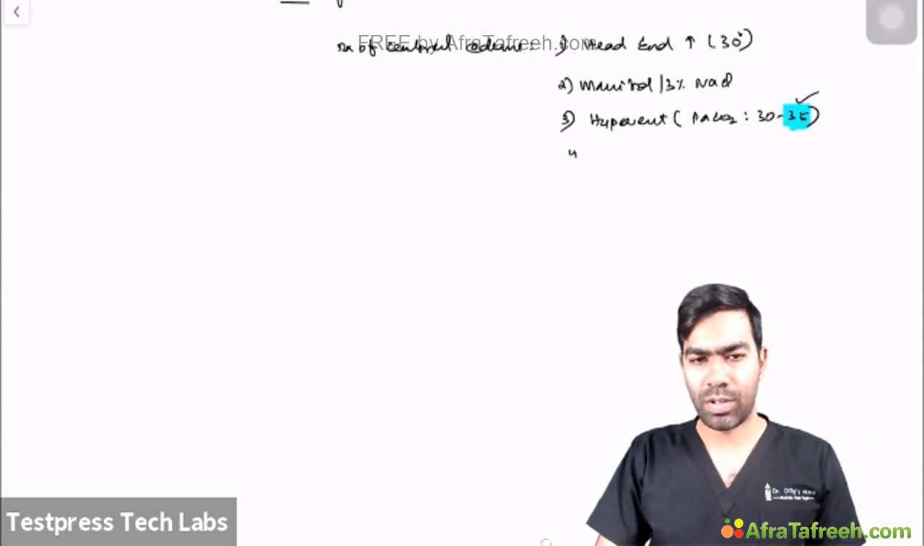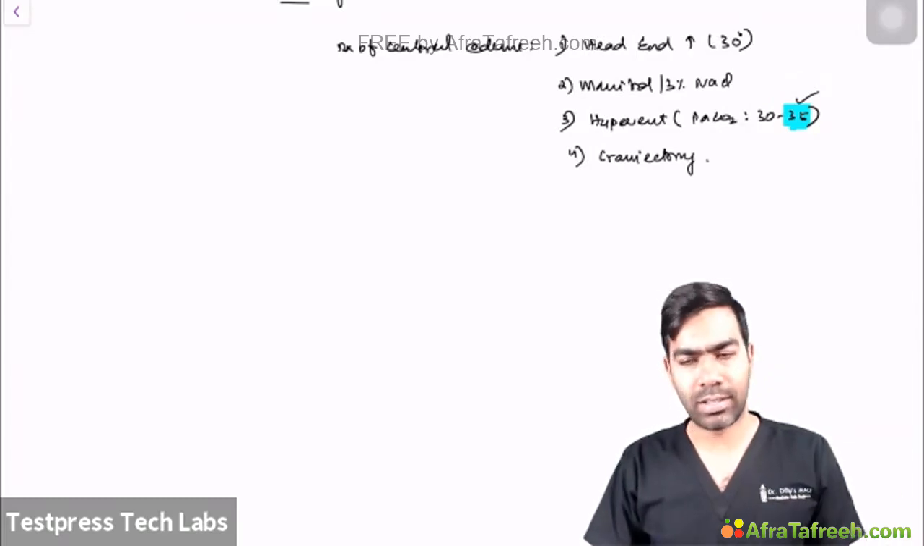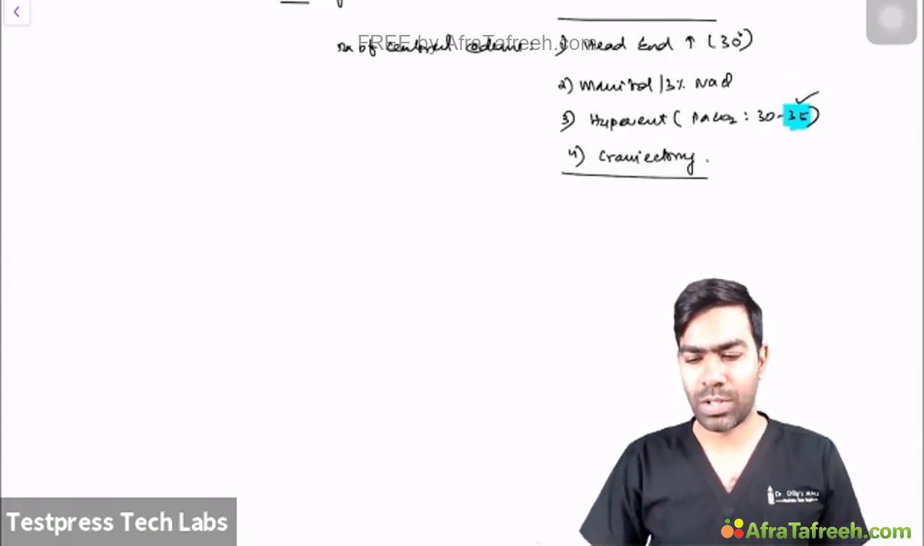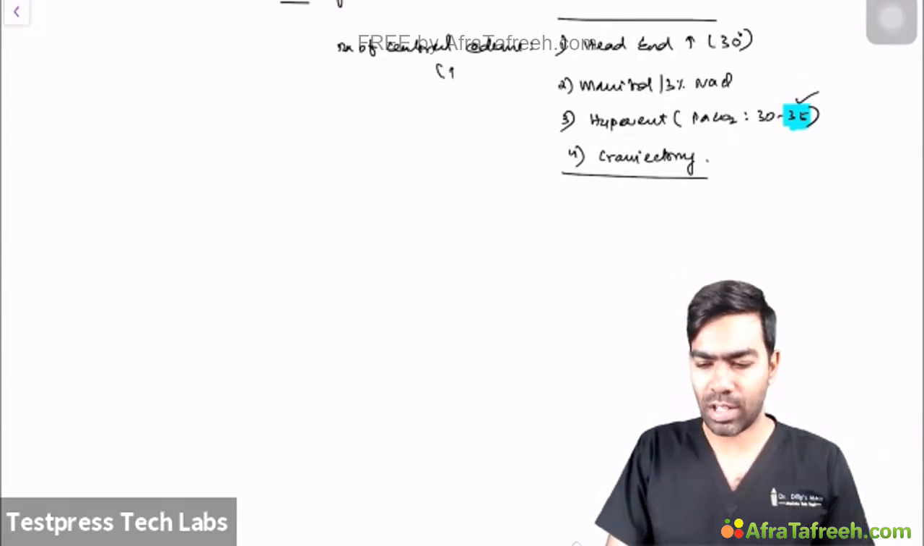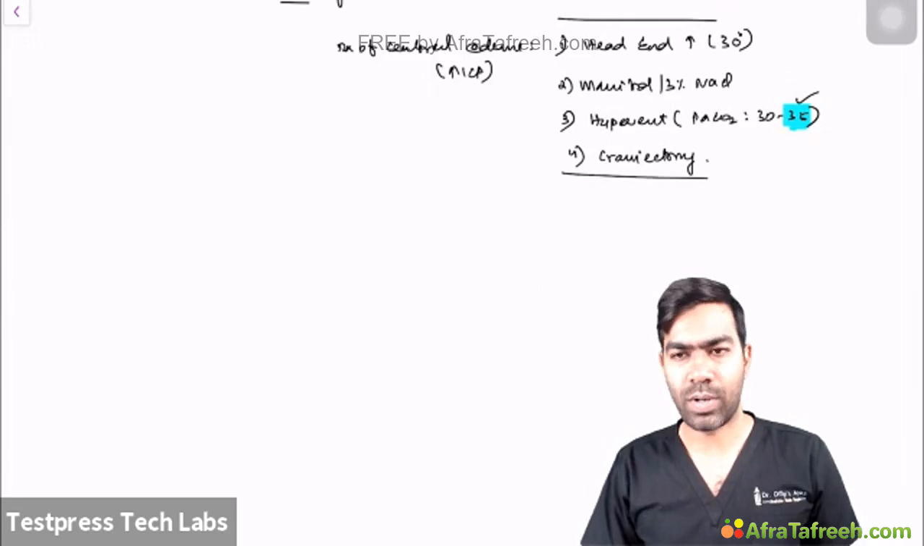And number 4, if nothing works, I'm going to take for craniectomy. Release the pressure. That's all. That's a surgery. So these are the options that are available for cerebral edema. Remember, these are the options that are available for any raised ICP patients, including traumatic brain injury. This is what I'm going to do.